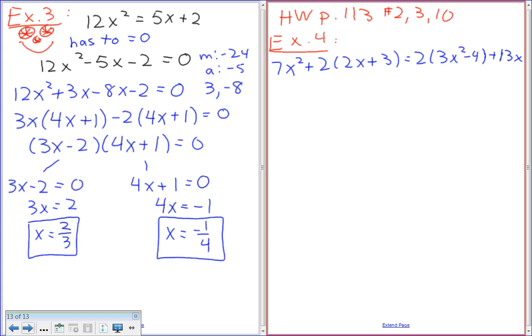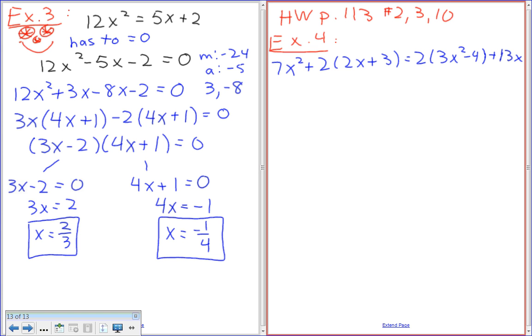7x squared plus 2 bracket 2x plus 3 equals 2 bracket 3x minus 4 plus 13x. Okay, now this is the question that people freak out on and shoes get thrown and all that stuff. Okay? What were we going to do to solve this? Can I get a brave soul to try and give me, just in English, not the actual math, what we have to do to solve this one? Okay, brave soul. Liam, go.